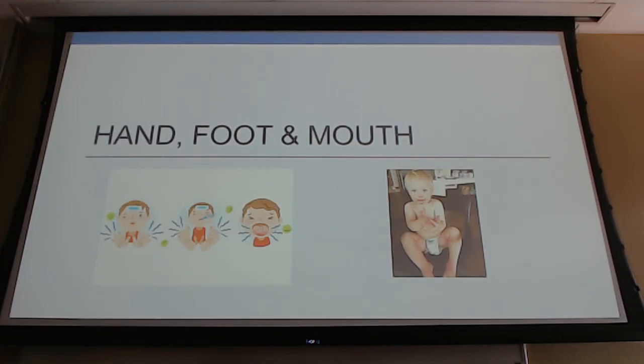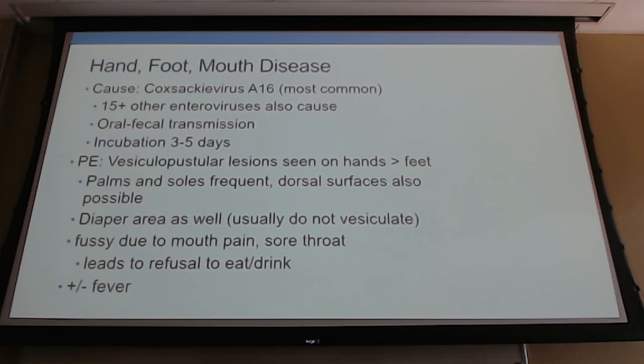Hand, foot, mouth. What causes hand, foot, mouth? Coxsackie. Yes, and for pediatrics, I want you to write this in. Hand, foot, mouth, butt. It's always on the butt. Hand, foot, mouth, butt. Add that together. So Coxsackie, you guys already have that. Oral fecal transmission. Kids are gross. It shouldn't be surprising to anybody.